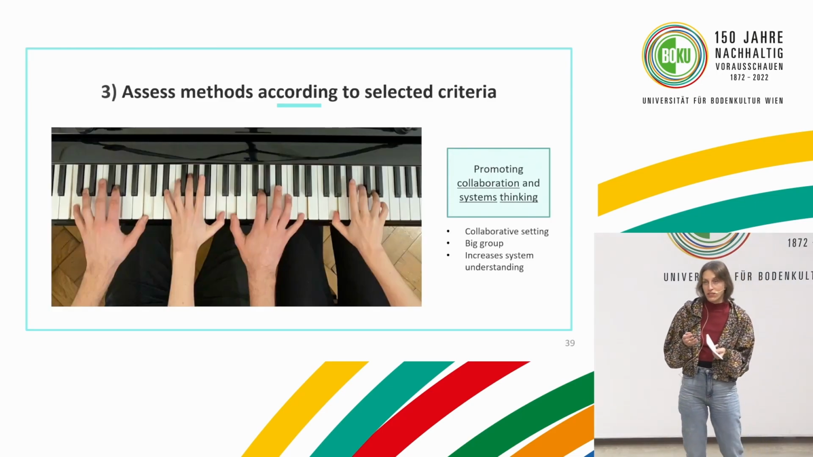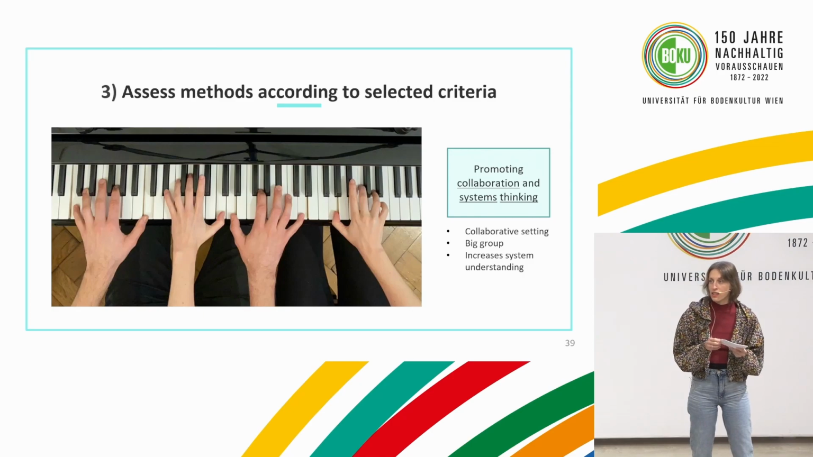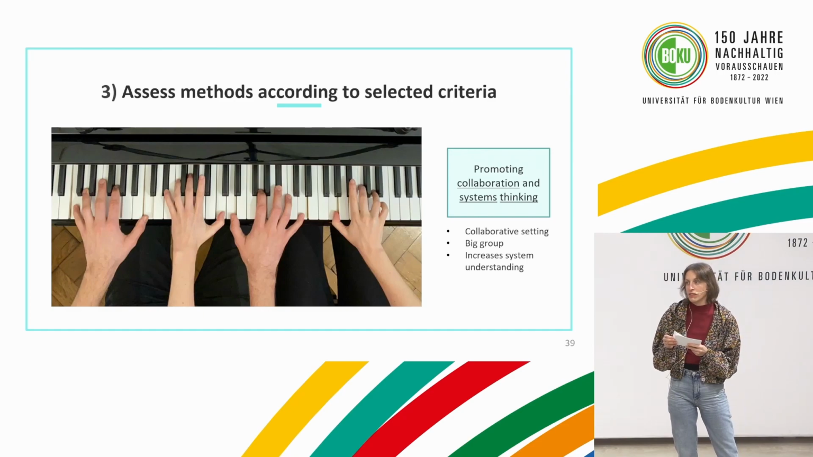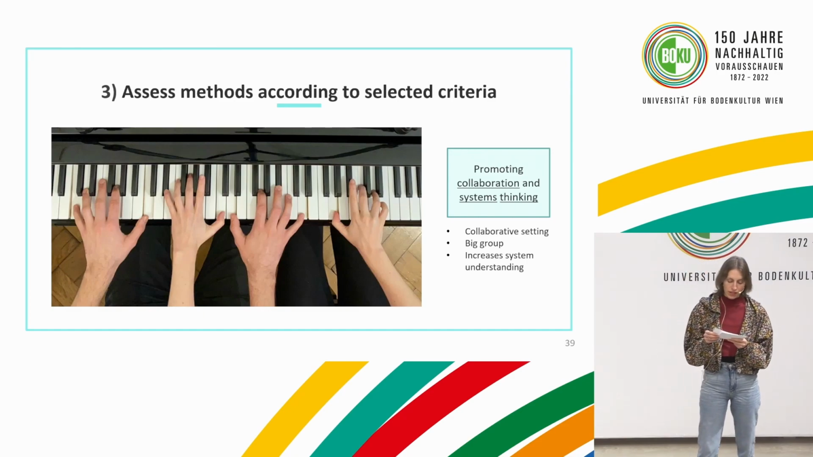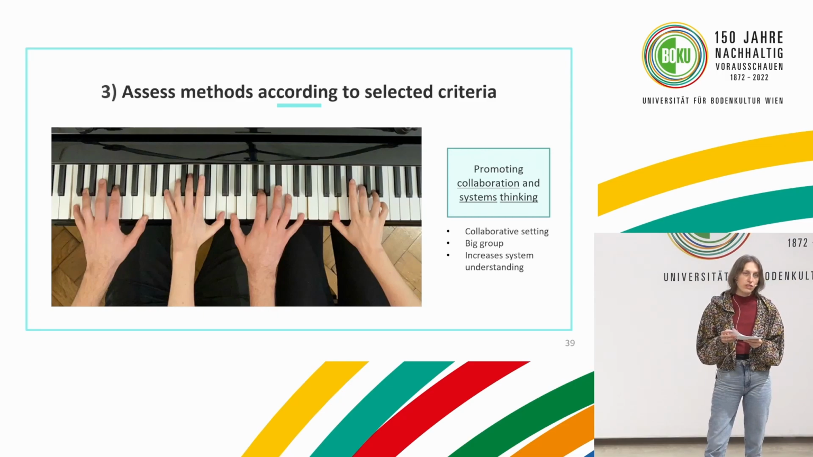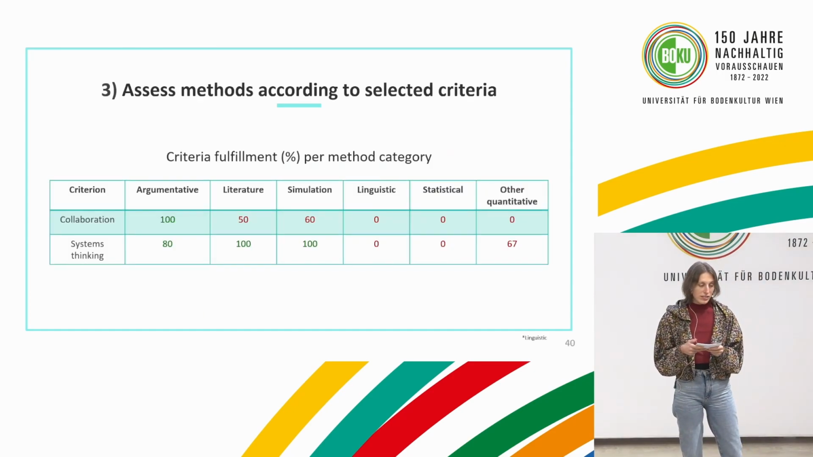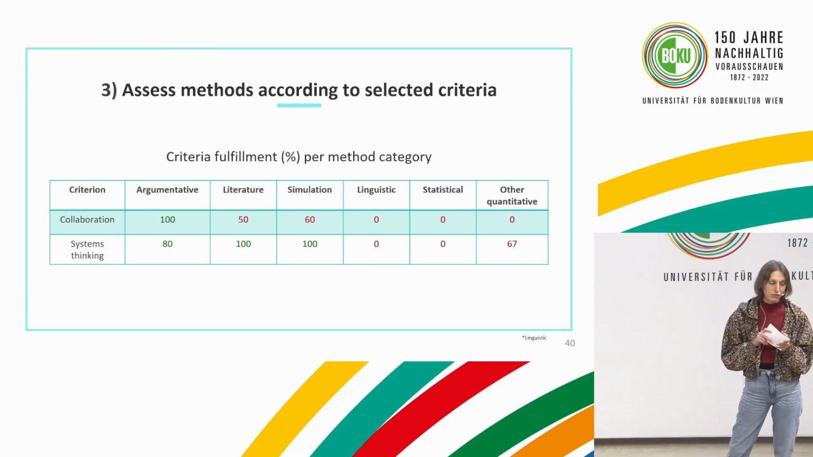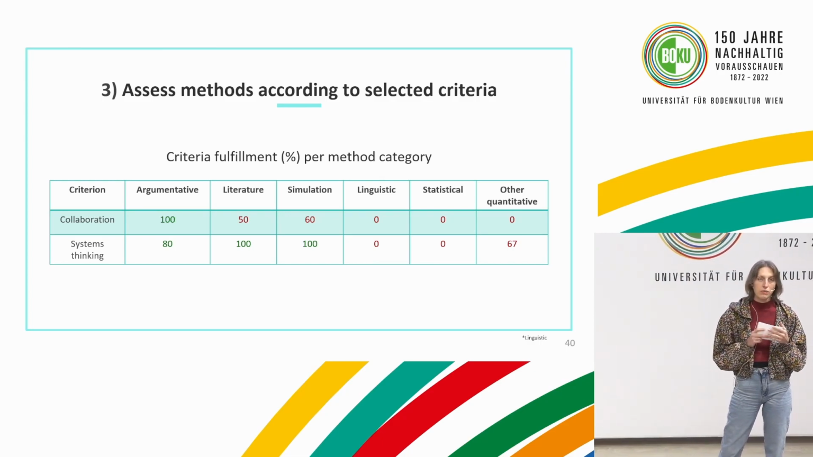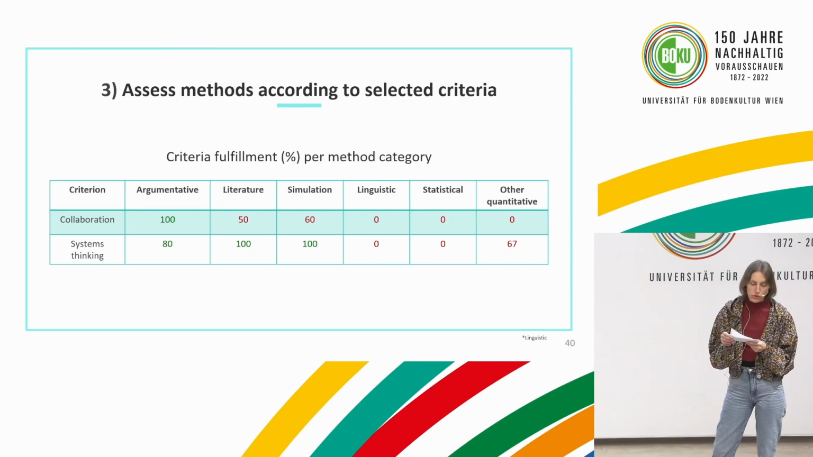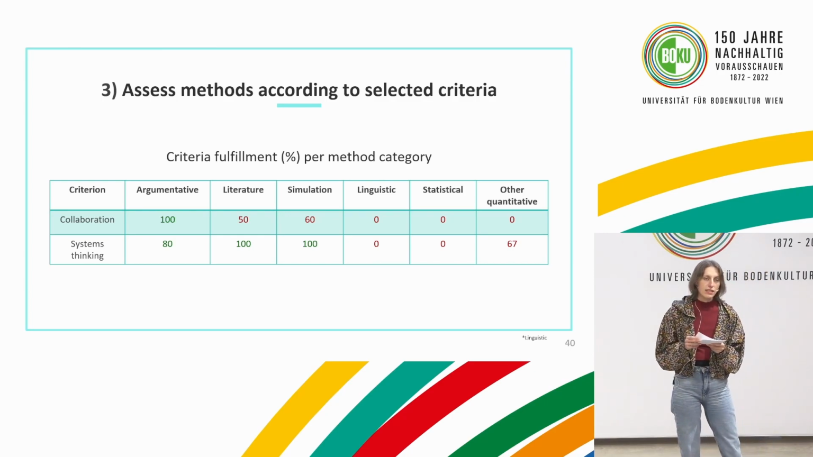And when we collaborate with each other, especially with scientists from other fields, then this makes us think out of the box and think systemically. So this way, our results and solutions to sustainability problems can become more comprehensive and in some way better. In our assessment, collaboration was best in argumentative methods, where 100% of the argumentative methods were supporting collaboration. And system thinking was mostly fostered by argumentative methods, literature methods, and simulation methods.